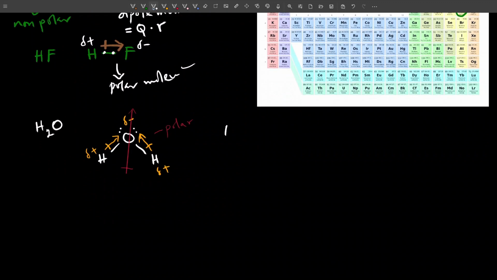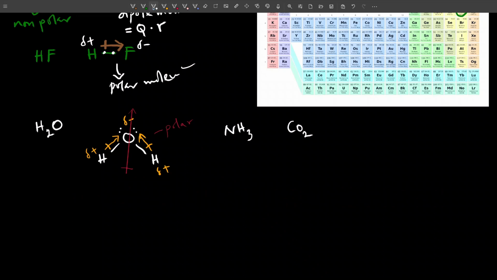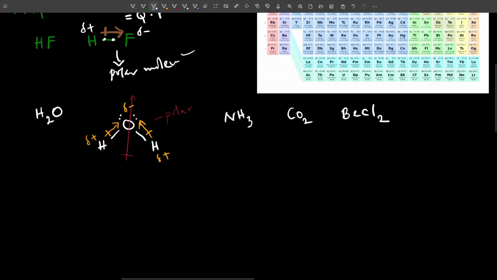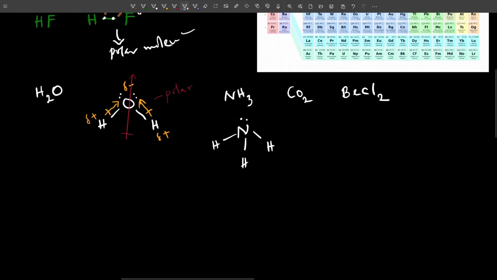Let me start some examples. HCl. Let's look at CO2. Let's look at BeCl2. Now for NH3, you get something like this, with the lone pair of electrons. Again, between nitrogen and hydrogen, which is more electronegative? Let's come back to our table. Nitrogen is over here, hydrogen over here. So nitrogen should be more electronegative, with something around, I think, 3.5. Yes, 3.5. That's the electronegativity of nitrogen.